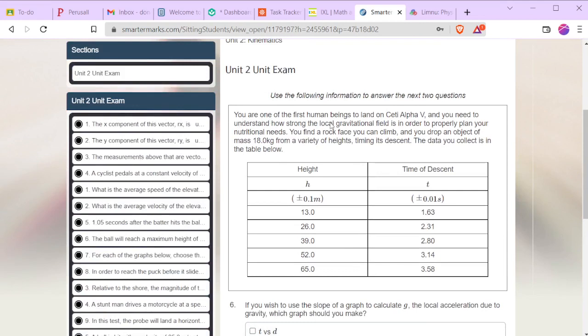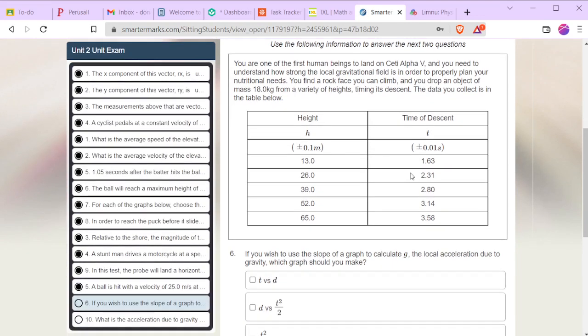So, you are one of the first human beings to land on SETI Alpha 5, and you need to understand how strong the local gravitational field is in order to properly plan your nutritional needs. You find a rock face you can climb, and you can drop an object of mass 18 kilograms from a variety of heights, timing its descent. This is the data we collect. So how far we dropped it from, and the time of descent. This is the same data we had for this unit's lab, which is due Monday.